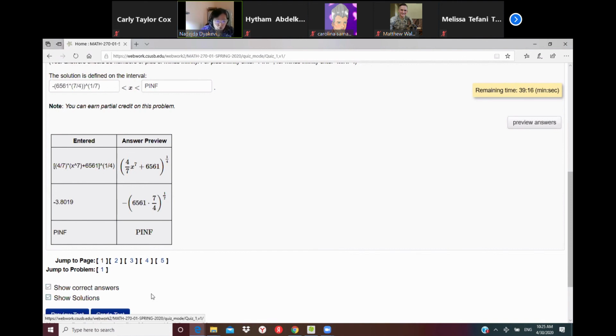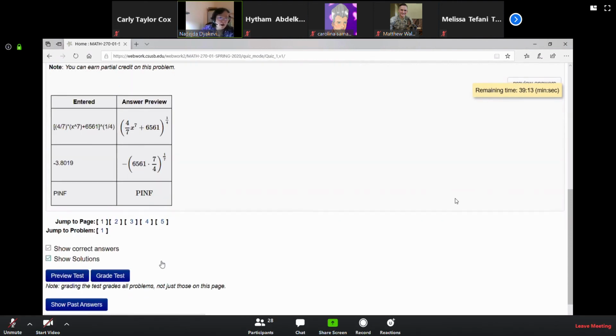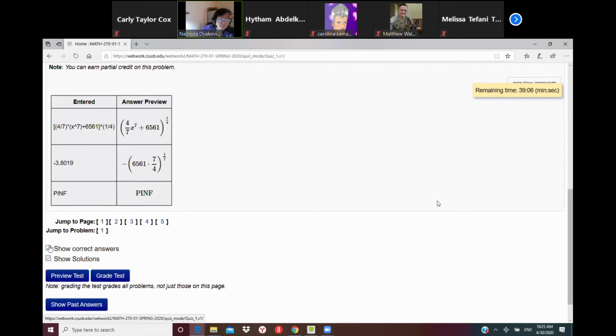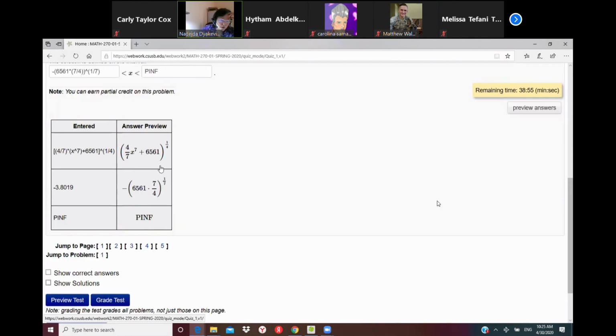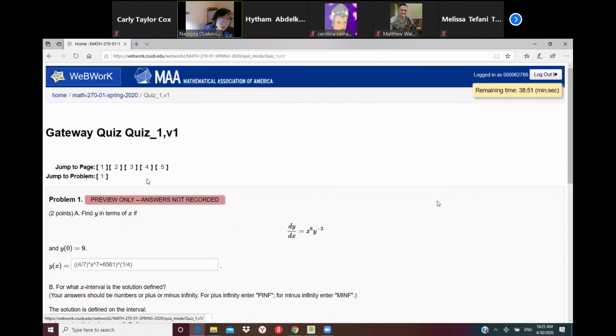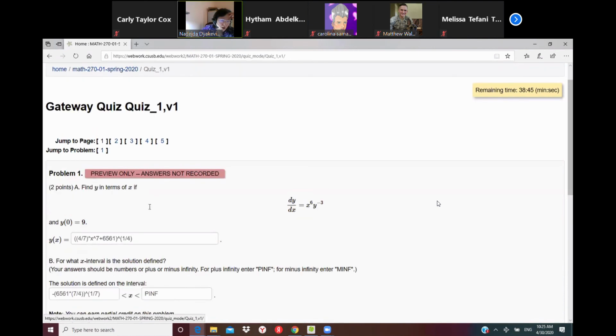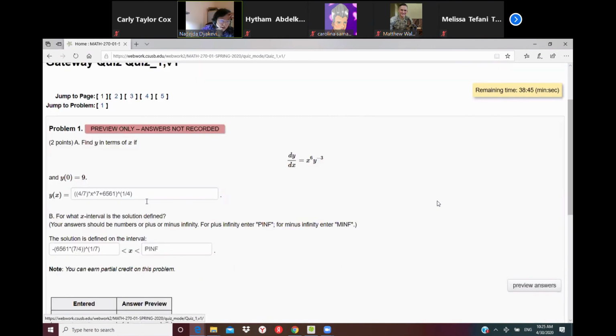So I want to show correct answers and show solutions. Well, if I click on grade test, I will not be able to solve other problems, right? So, are there any questions about this problem? Do you want me to check solutions now, or do you want to look at other problems in this quiz? Probably look at other problems too. Other problems too. Okay, so let me move to the next problem.